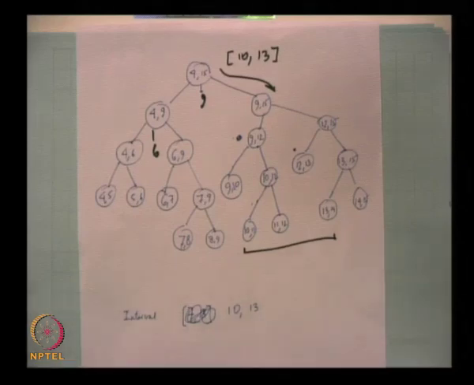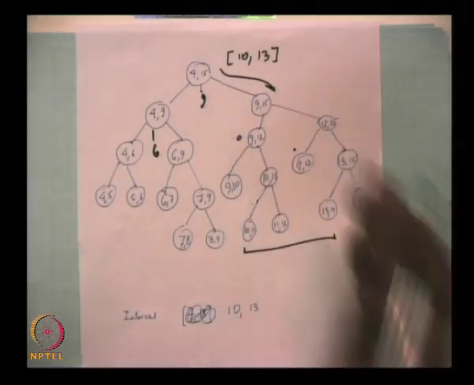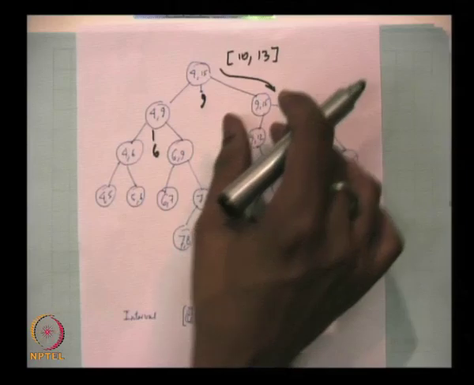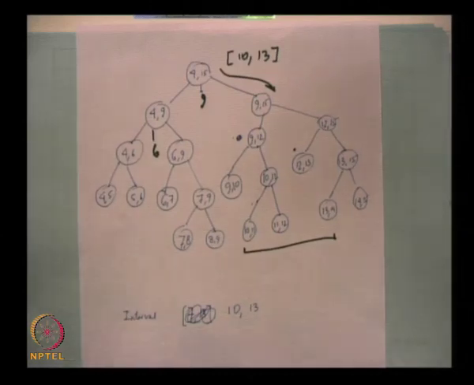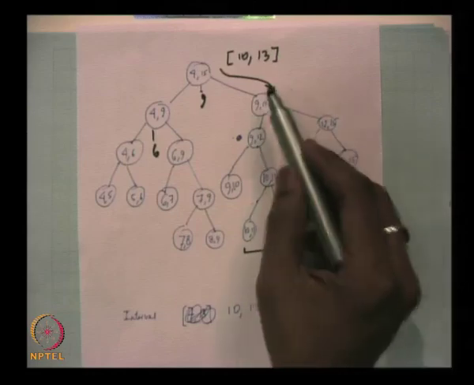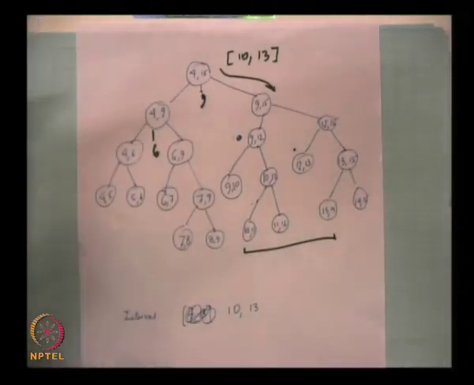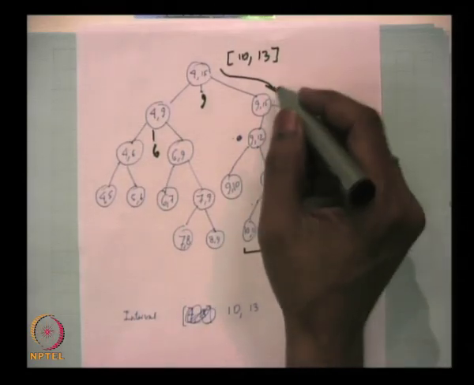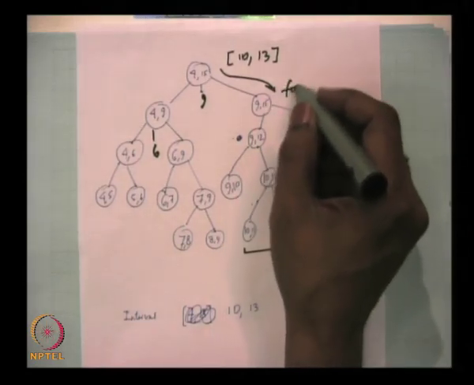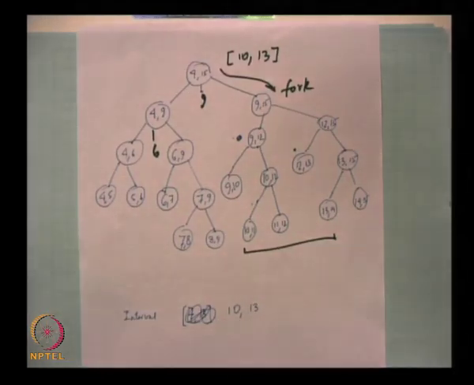When we come here, if this were a bigger example, it could be that this entire interval lies to one side. So, for a while this entire interval basically travels down, for a few levels of the tree, before it hits some node where some part of it is to the left and some part is to the right. In this case, it happens at this node itself, which we call a forking node. So, it forks, and after it forks, things are very regular.